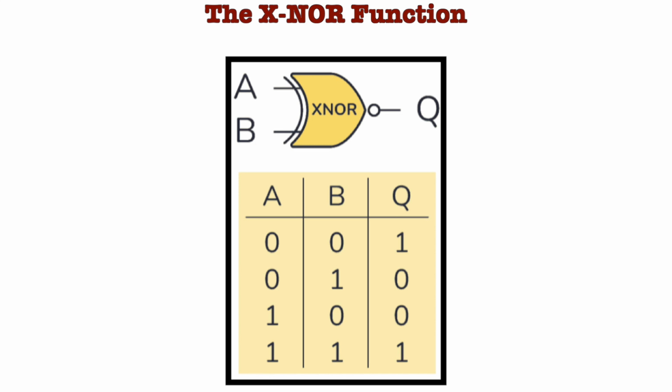Now the XNOR function. In the figure, you can clearly see the logic symbol of XNOR and the truth table. In the XNOR we know the output will be high when both the inputs are the same, meaning 0 0 and 1 1, and the output will be low when the inputs are different, meaning 0 1 and 1 0. So here we can implement the XNOR function.